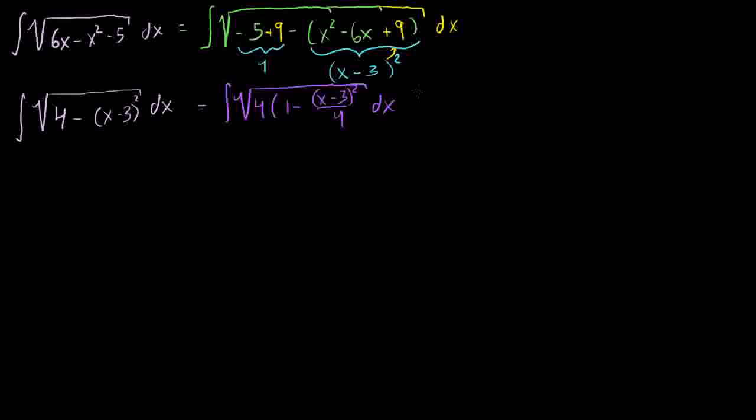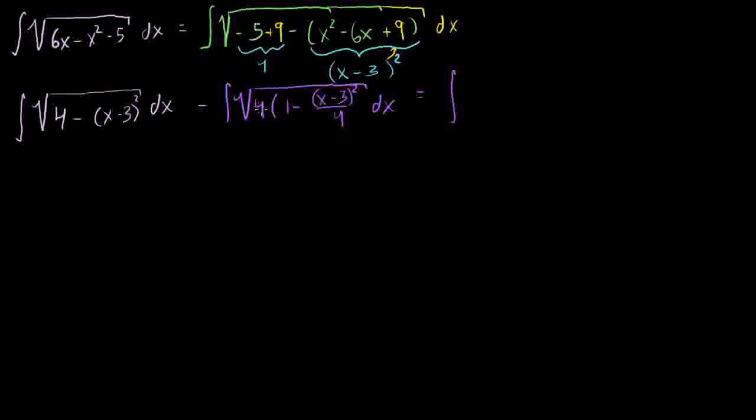Let me simplify it even more. So this is equal to the integral. If I take the 4 out, it becomes 2 times the square root of 1 minus, and I can rewrite this as x minus 3 over 2 squared dx. And where did I get that 2 from?